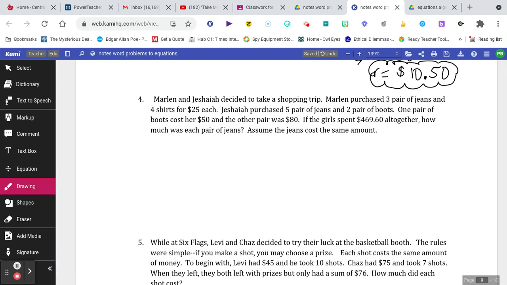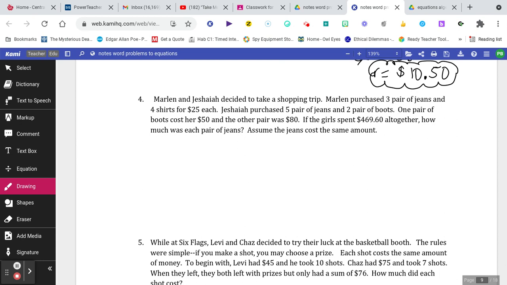Okay, let's take a look at number 4. Marlene and Josiah decided to take a shopping trip. Marlene purchased 3 pair of jeans and 4 shirts for $25 each. So the 4 shirts were $25 each, just for clarification. Josiah purchased 5 pair of jeans and 2 pair of boots. One pair of boots cost her $50 and the other pair was $80. If the girls spent $469.60 altogether, how much was each pair of jeans? And we're going to assume that the jeans cost the same amount.